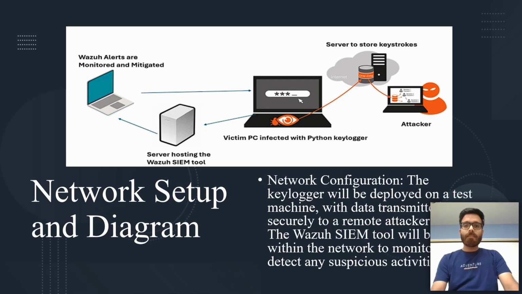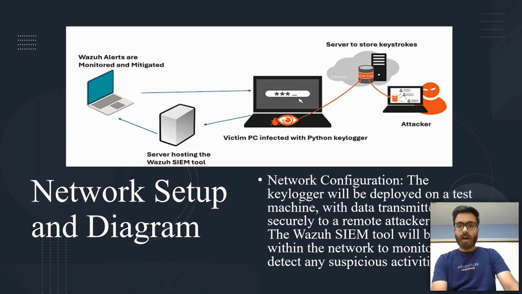So in this setup, the keylogger is installed on a test machine, silently capturing every keystroke and securely sending the data to a remote attack server. To counter this, we have implemented the Wazuh SIEM tool, which monitors the network for any unusual activities. If Wazuh detects anything suspicious like unauthorized data transmission, it immediately raises an alert, enabling us to respond quickly to potential threats.